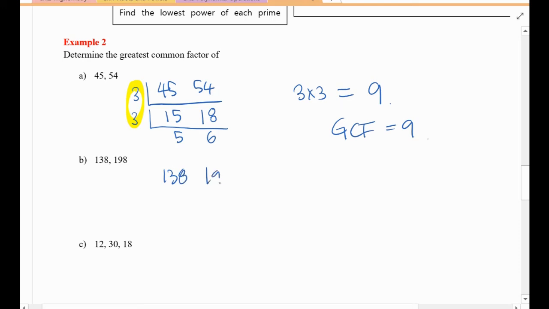138, 198. Let's try 6. 23. And 33. Can we divide more? No, that's it. We should stop here. So GCF is 6.